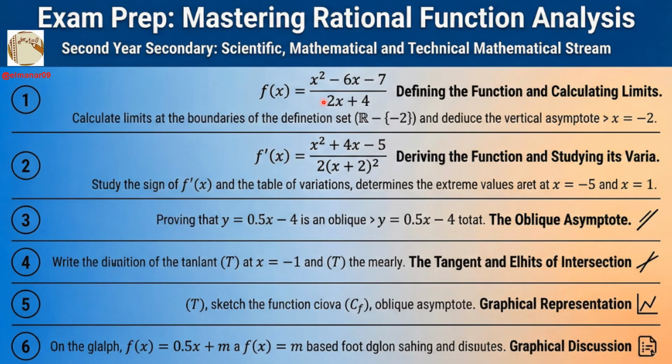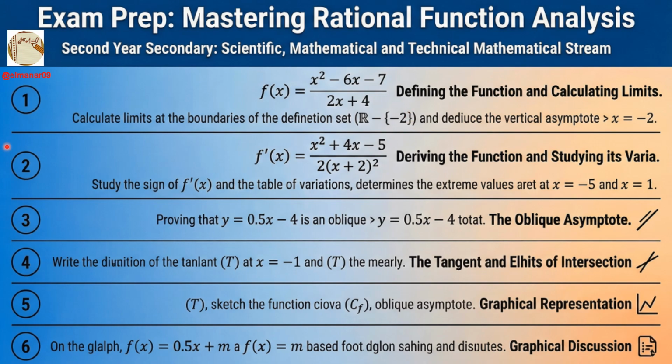It can't be 0, right? That's why our domain is everything except -2. We're going to calculate the limits at the boundaries, and boom, that's how we find our vertical asymptote at x equals -2. It's like a wall the function can never cross.